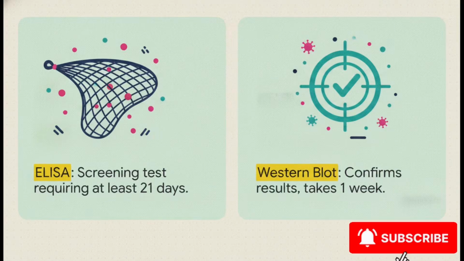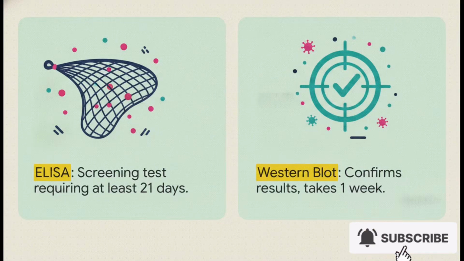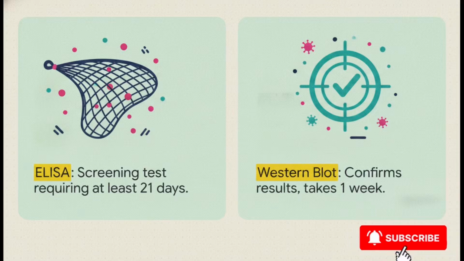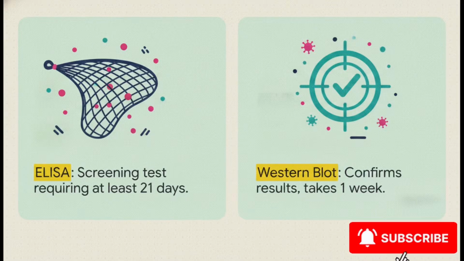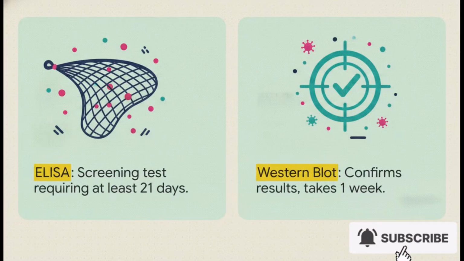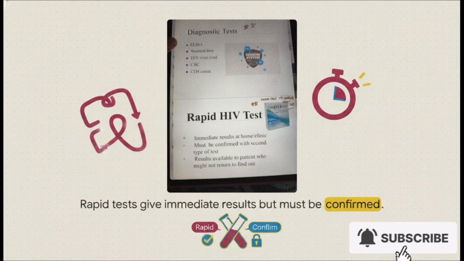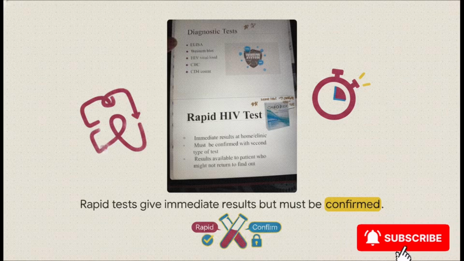Now, if the ELISA net does catch something, we don't just stop there and diagnose. No, we move to the Western blot. The Western blot is our specific, highly accurate confirmatory test. It takes a bit longer, usually about a week for the results to come back, but it scientifically confirms that initial ELISA screening.